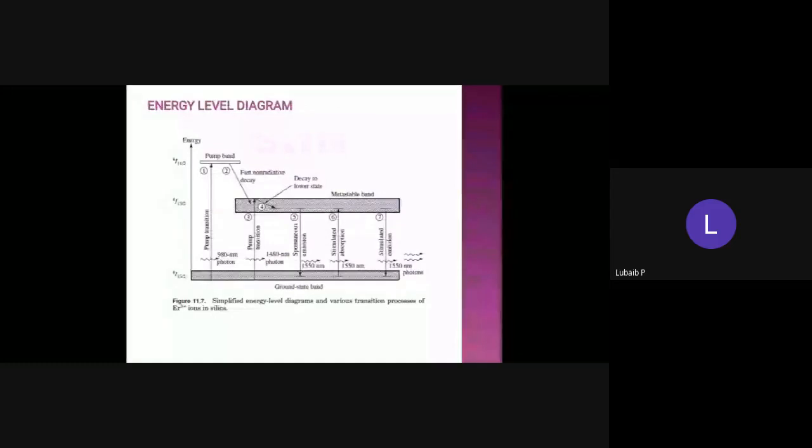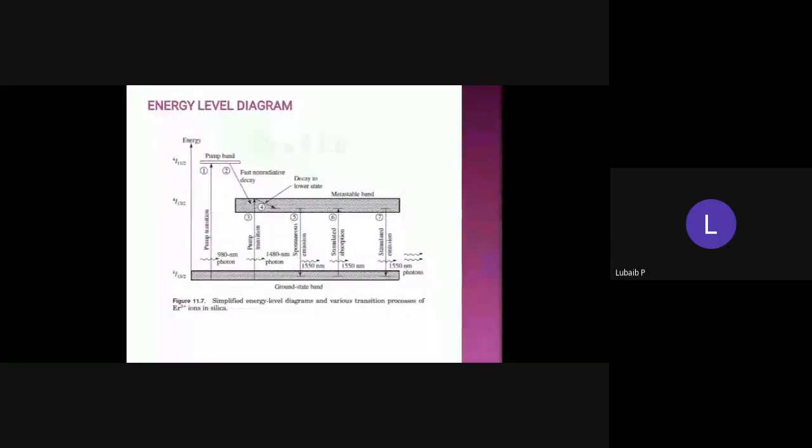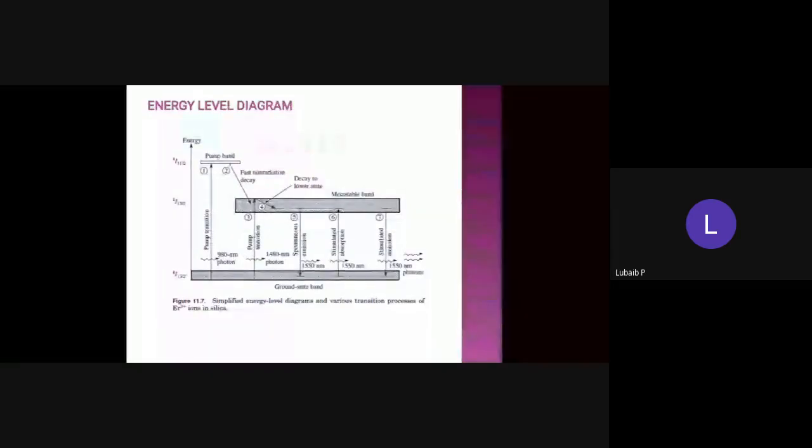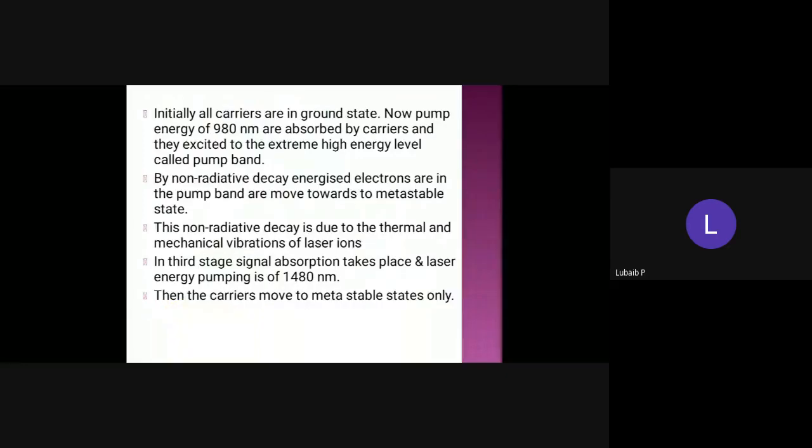Here we can see the energy level diagram with various transitions of the Er3+ ion in silica. You can see the various energy levels, a metastable state, the pump transition, etc. So what is happening here? We can explain these things. Initially, all the carriers are in the ground state.